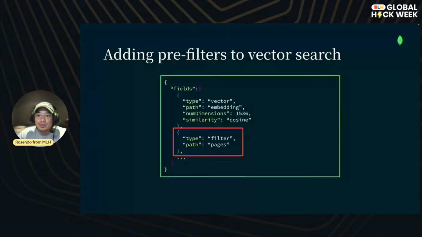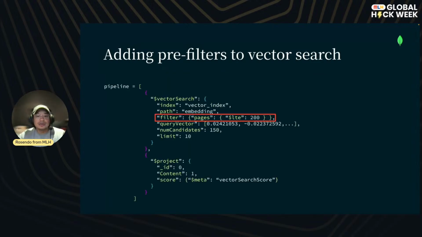If you want to add pre-filters to your vector search, it really involves just 2 things. The first is you're going to update the vector search index definition to include the filter fields. So here, type filter, path pages, and basically what that means is it's going to filter on those 2 things.